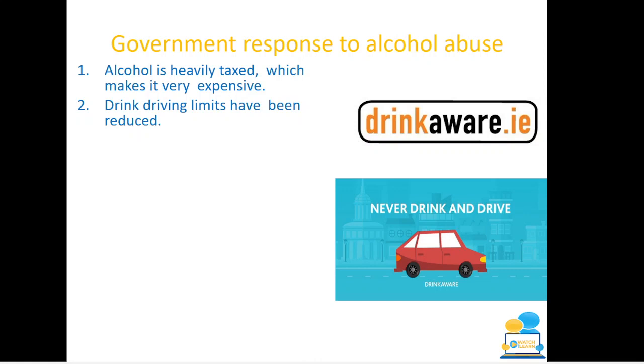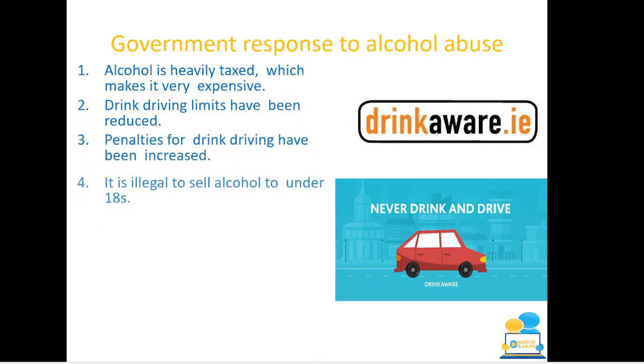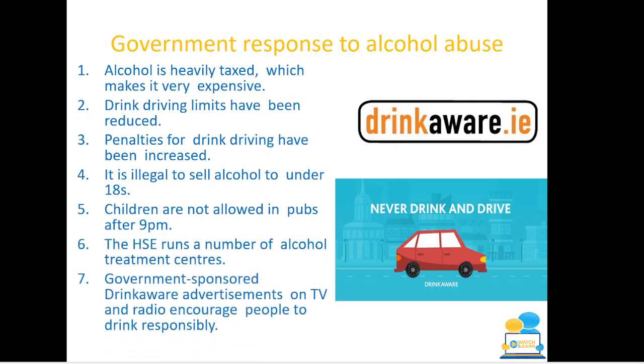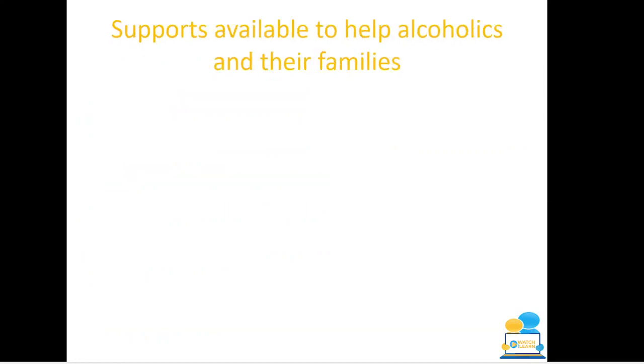So alcohol is heavily taxed every year in the budget. They add a bit more onto it. It's to discourage people from drinking as much. And drink driving limits have been reduced, so it means that you can get heavily fined and even lose your license. It's illegal to sell alcohol to under 18, so you have to get your ID checked, whether that's in a pub, a restaurant, or in your local Aldi. Children aren't allowed in pubs after 9 p.m. The HSE runs alcohol treatment centres, and I've talked about already the Drink Aware programme.